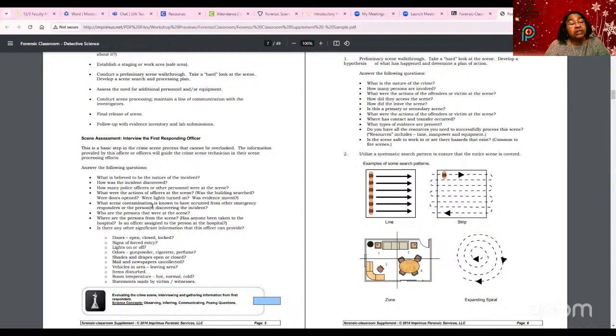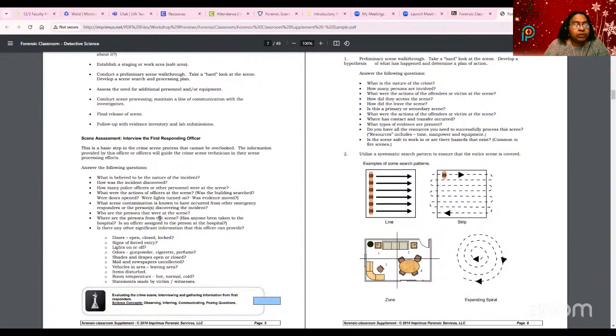What scene contamination is known to have occurred from the emergency responders discovering the accident? So in other words, if somebody arrived there before the other officers came, what might have been disturbed from the original scene, the way they found the bodies or found the evidence? Who were the persons at the scene? Can you identify them? Do they have IDs on them, or is it something that you have to ask witnesses? Do you know these people?